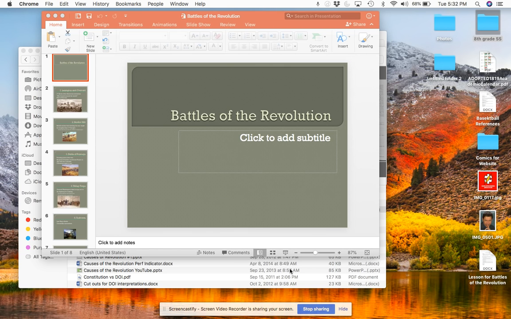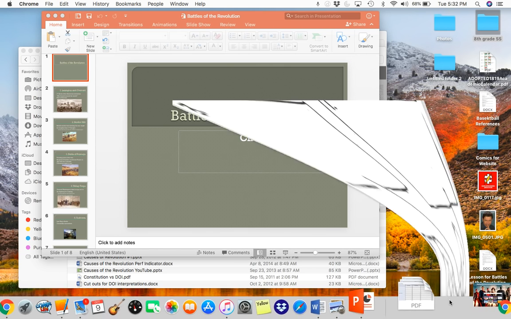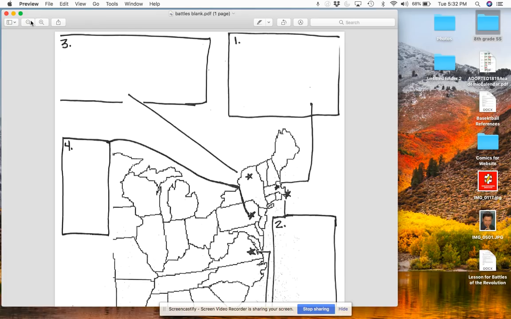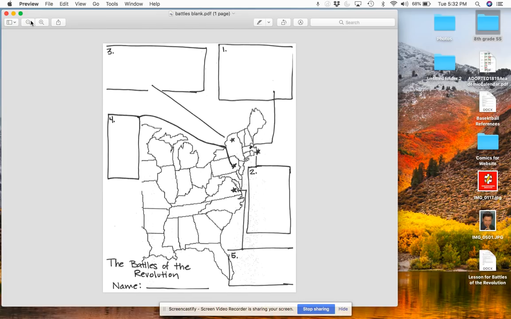All right, everybody. Today we're going to do our first rotation groups for our information on the American Revolution. Today we're going to specifically focus on the battles of the Revolution. This paper that you have in front of you is the information that you will need. You can see the boxes are numbered 1, 2, 3, 4, 5.